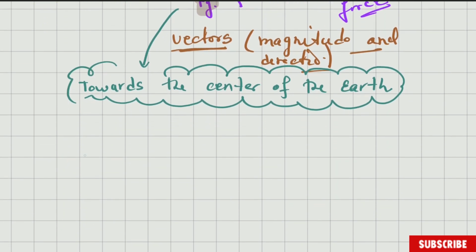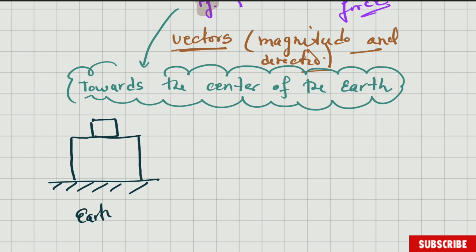So if you have any single object, let's say this is the surface, and on that surface you have a table, and on the table you have a box, a book, an object. The Earth will exert the force on the book, on the table, and on everything that is on the surface. But let's focus on the book.